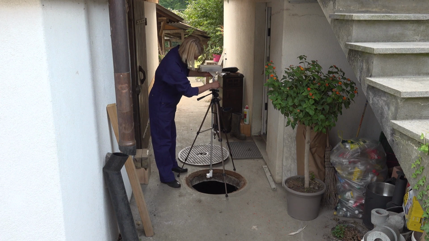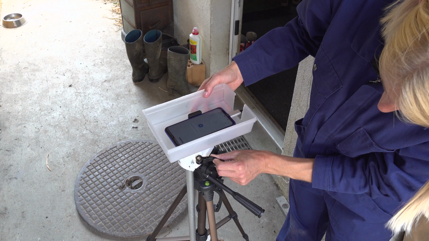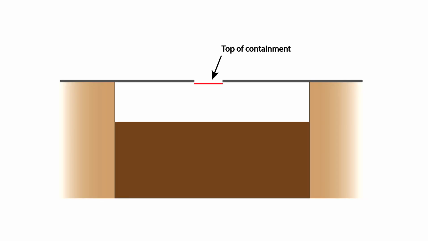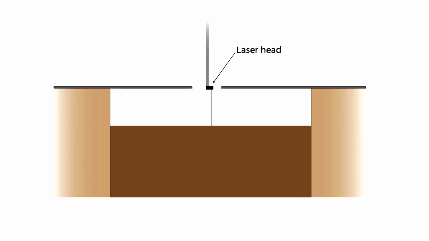To move the laser up or down, use the quick release. Open the quick release, move the rod, and close the quick release again. Position the laser so that it is at the top of the containment.